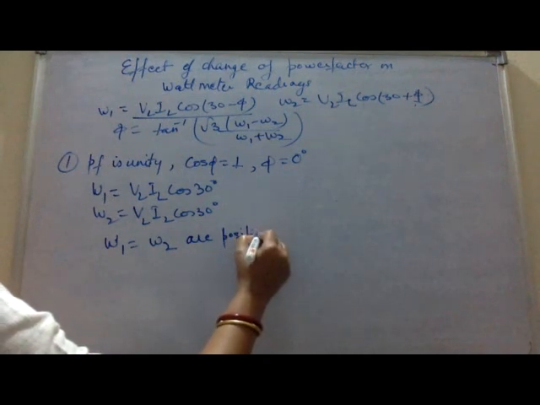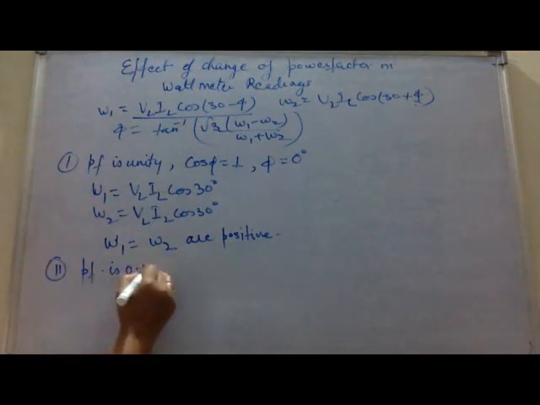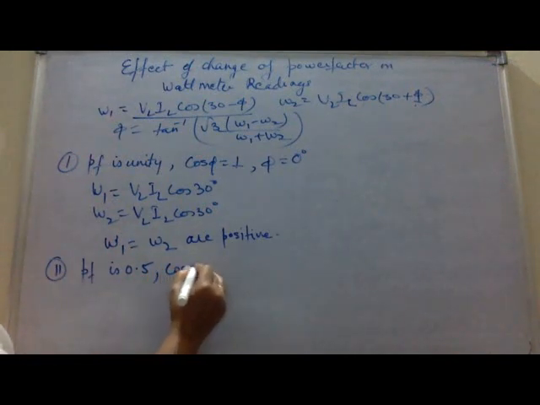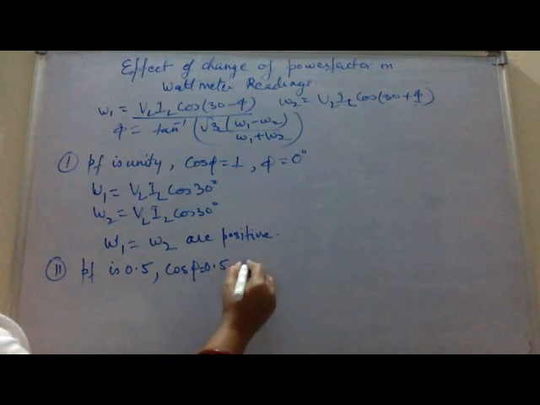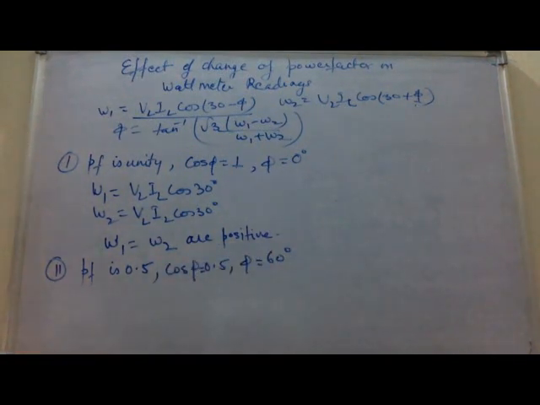Positive and both are equal. Now the second case we'll take, the power factor is 0.5. Now if the power factor is 0.5, this means cos phi is 0.5 and phi is equal to 60 degrees. Now when you substitute phi is equal to 60 degrees, what is W1?